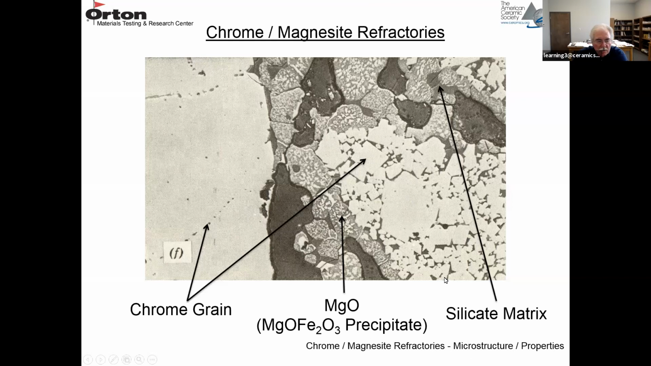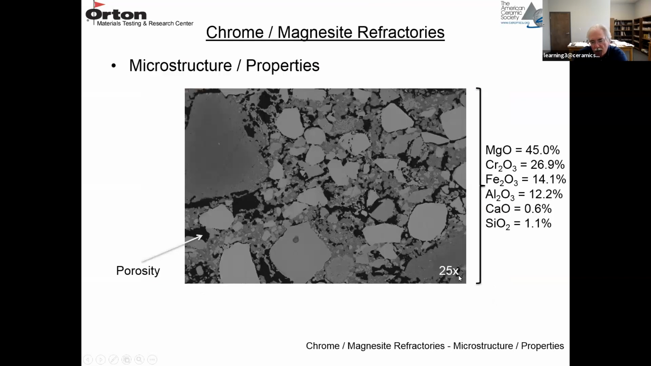So here's an example of something we looked at in our lab at 25X. The composition is about 45% MgO, 27% Cr2O3, 14% Fe2O3, 12.2% Al2O3, low lime content 0.6, and some silica present, about 1%. So this is a typical magnesite chrome refractory. We'll call it magnesite chrome because the MgO content is higher than the Cr2O3 content. In this material, the dark black is still the porosity.